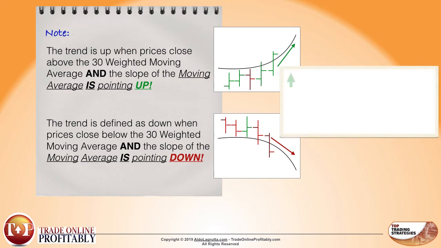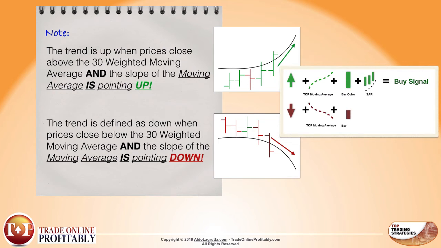And also remember, a valid buy signal requires a green arrow, a green top moving average, a green bar, and the SAR should be below the bar. For a valid sell signal, we need a red arrow, a red top moving average, and a red bar, and the SAR should be now above the bar. And there you have it, the entire dual frame top strategy in a nutshell.